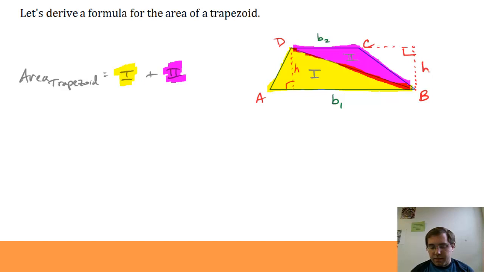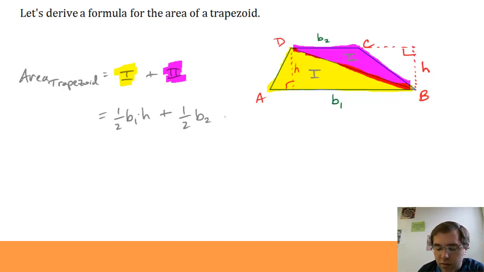But that's going to be the same as h. It's still going to be h, because those two lines are parallel, so they have to be the same distance apart no matter where I draw my perpendicular lines. So area 1, the yellow area, is going to be, it's a triangle, so we know the formula is 1/2 the base times the height. So 1/2 of B1, it's the base of the yellow triangle, times h, the height of the yellow triangle, plus the area of the pink triangle is going to be 1/2 the base times the height. Well, the base of the pink triangle is B2, and the height that I drew to that base is still h.